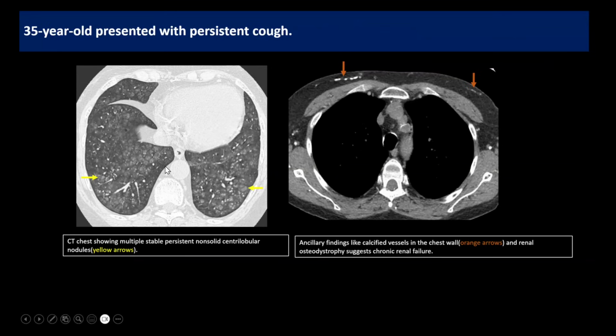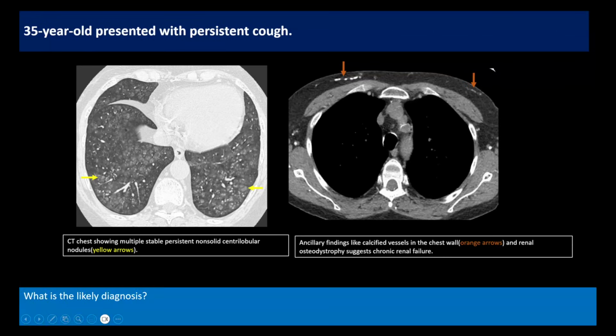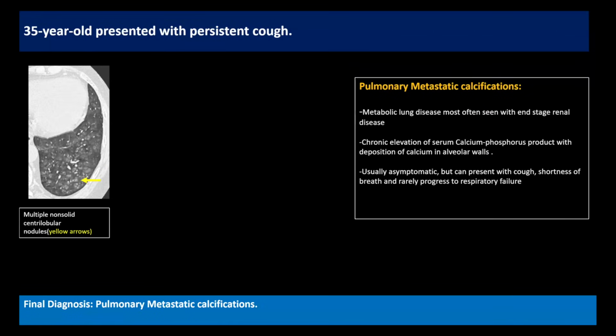These nodules, some of them did demonstrate punctate areas of calcification, and with the presence of additional findings of vascular calcifications in the chest wall, atherosclerotic disease in someone who's 35 years old, and with the presence of renal osteodystrophy, which I've not shown you here, you can suggest the diagnosis of metastatic pulmonary calcifications. Although the name suggests metastatic disease, it's not really metastatic disease, and calcifications don't necessarily have to be present on CT scan to provide this diagnosis.